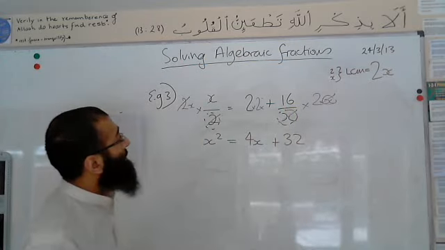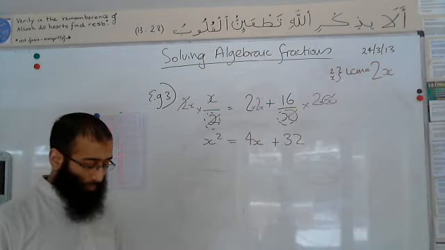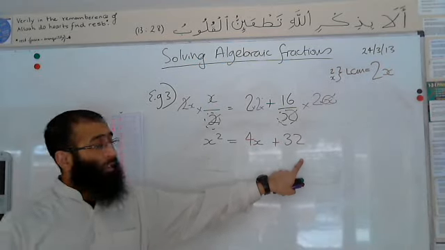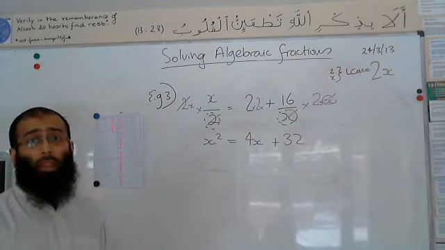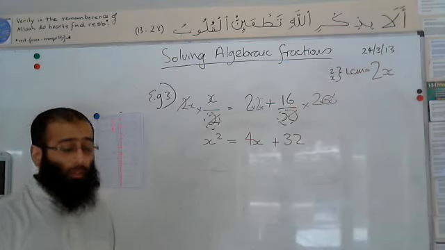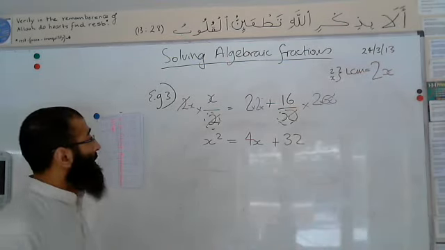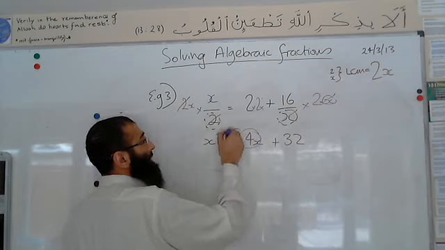which is 32. Now, this again, as in the previous question, looks more like a quadratic equation, but things are in the wrong place. So let's move the things around. So let's move this item this way.